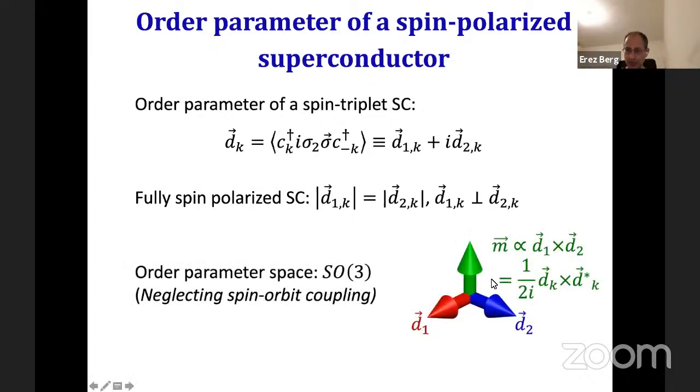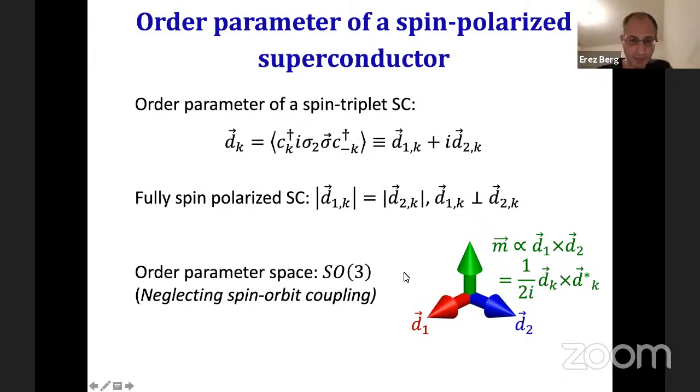So this is the way to visualize it. There's D1 and D2, which are two vectors, which we take to be unit vectors of equal magnitude and at right angles to each other. And the direction of the cross product D1 cross D2 is m. That's the spin polarization of the Cooper pair. So if this is along Z, spin up is paired with spin up. That's the order parameter we'll consider. There are other types of triplet order parameters that are possible, different phases, but we'll focus on this phase, which is particularly interesting.